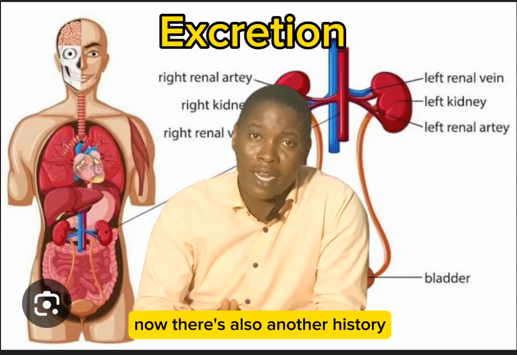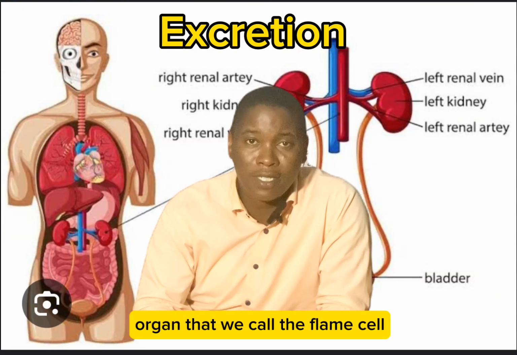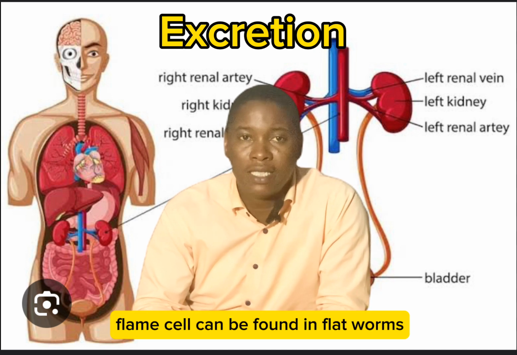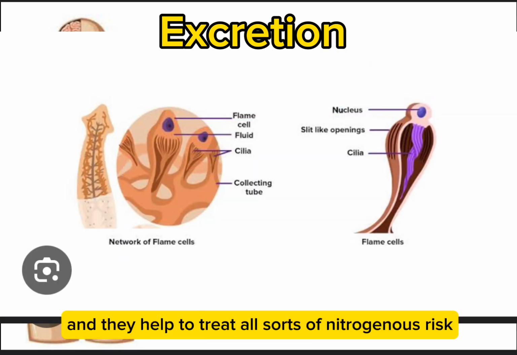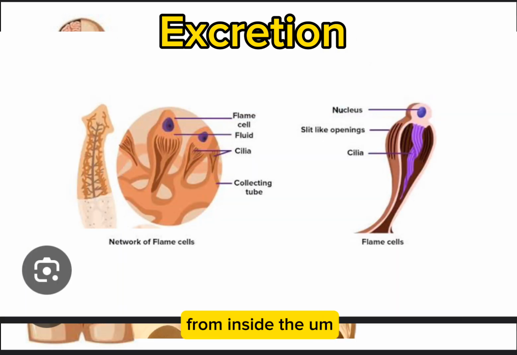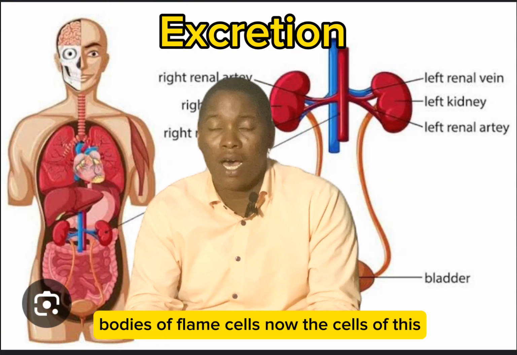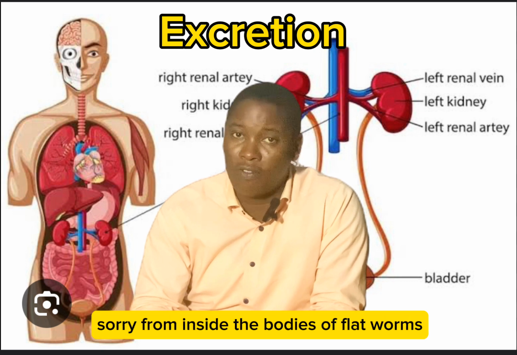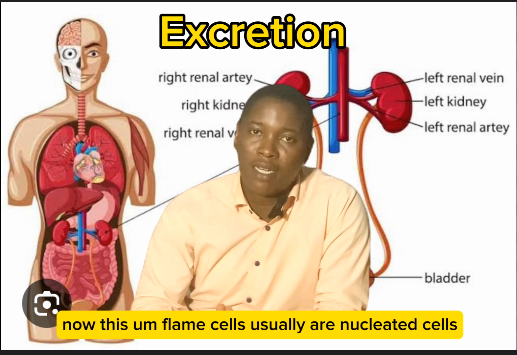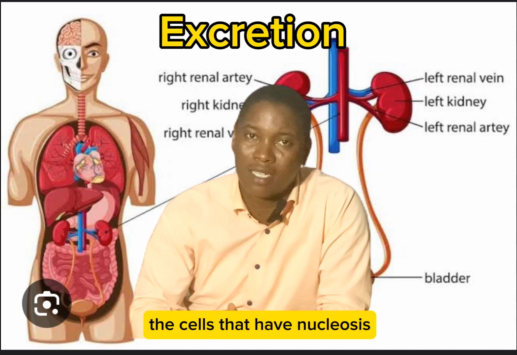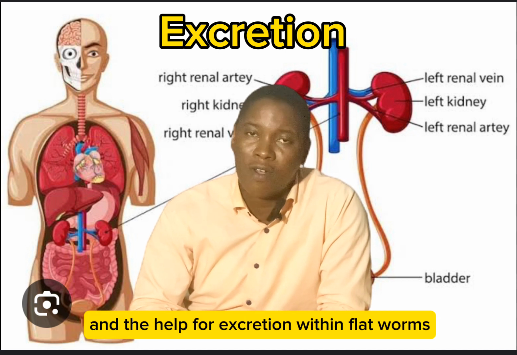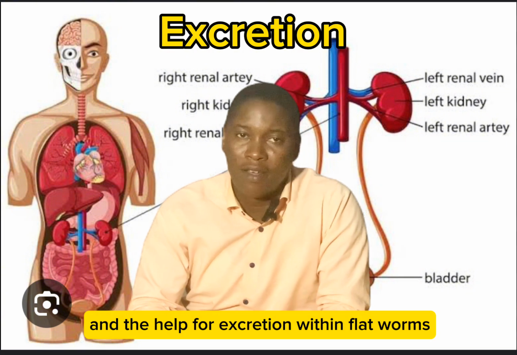Now, there's also another excretory organ that we call the flame cell. The flame cell can be found in flatworms. Flatworms have a lot of flame cells, and these flame cells help to excrete all sorts of nitrogenous waste from inside the bodies of flatworms. Now, these flame cells usually are nucleated cells. They are cells that have nuclei, and they help with excretion within flatworms.